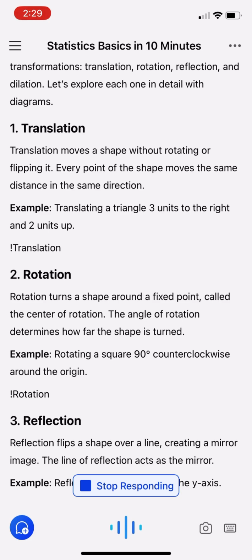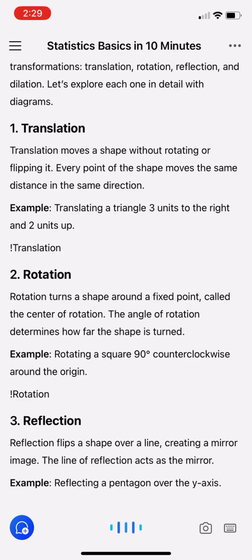1. Translation. Translation moves a shape without rotating or flipping it. Every point of the shape moves the same distance in the same direction. Example: translating a triangle 3 units to the right and 2 units up.